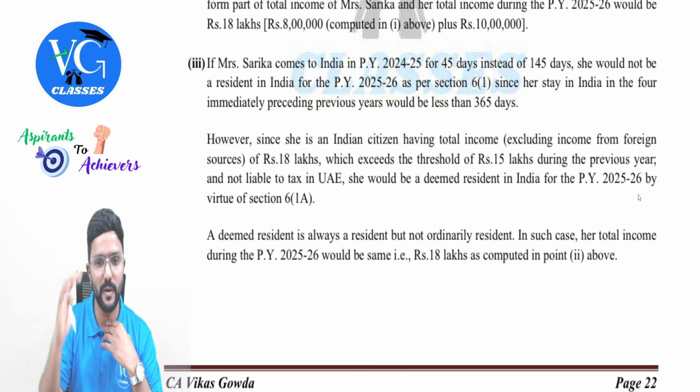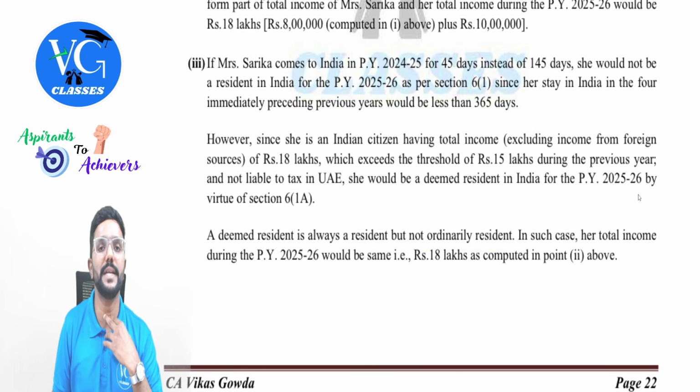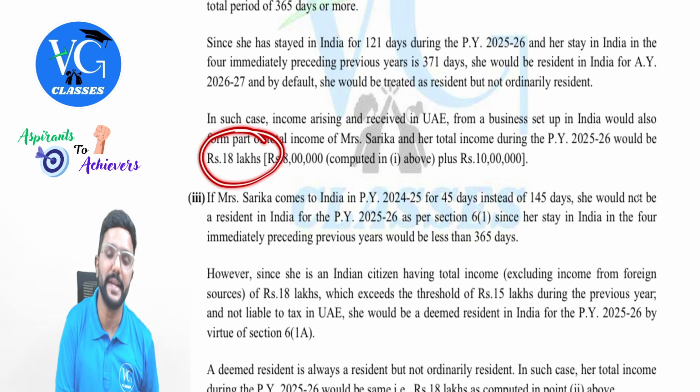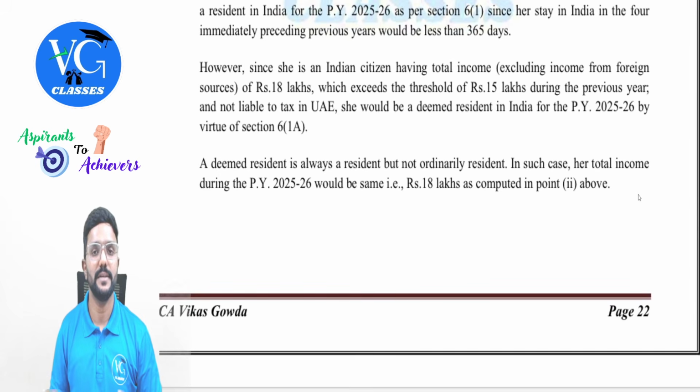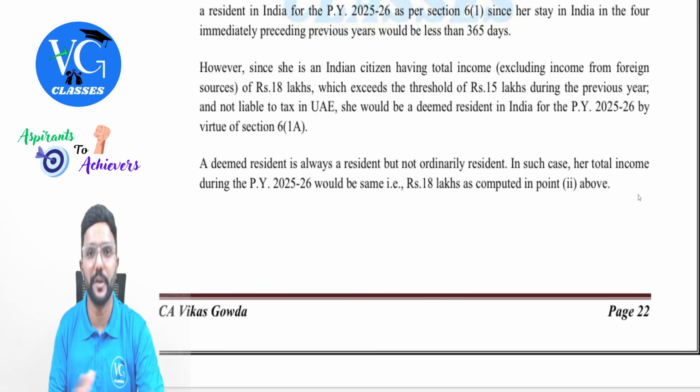A deemed resident is always resident but not ordinary resident in India. And what would be her total income if she is a not ordinary resident? It will be the same 18 lakh, including the 10 lakhs. Is that clear? So this is all about chapter 2 revision, guys.